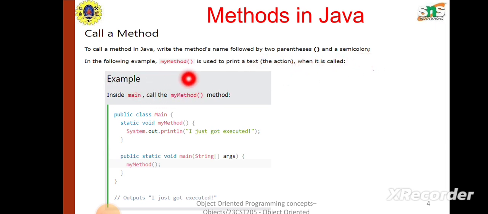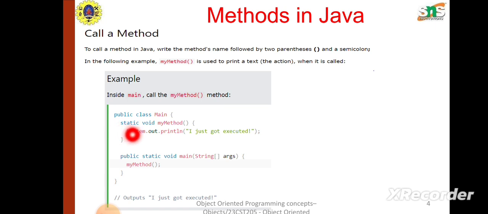In the following example, myMethod is used to print a text, the action, when it is called. So inside the main method, call myMethod. Example is given here. So this is my main class. So class name is Main. Inside that Main class, I have created myMethod which is a user defined method, and I have declared that method as static. So here I'm not going to create any object to call this method. So inside this method I have just a print statement, I just got executed. So this is my main function which is inside the class itself. Inside the main function I'm going to call myMethod.